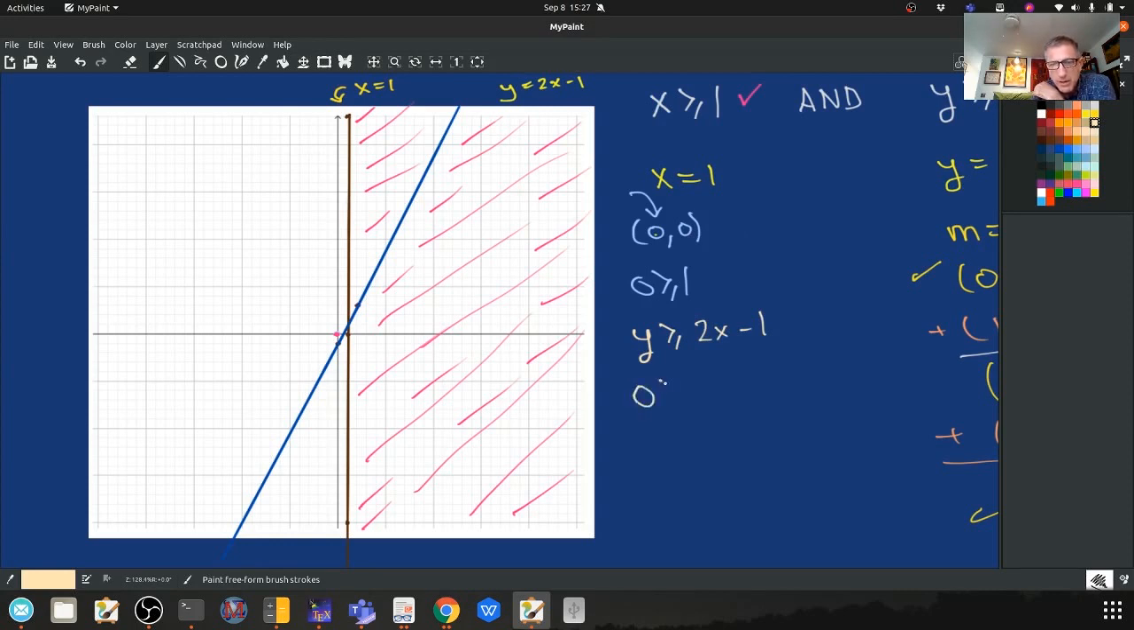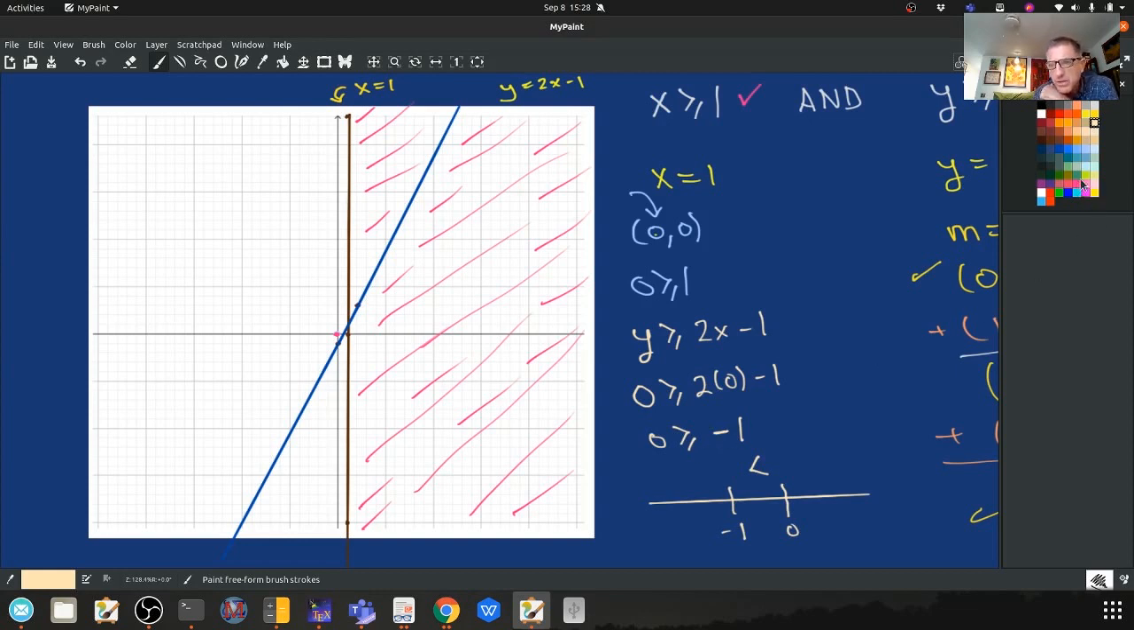So y is 0. Is that greater than or equal to 2 times 0 minus 1? Is 0 greater than or equal to minus 1? It is. Remember our number line, people. Don't forget. Here's my number line. Here is 0. Down here is minus 1. This is the direction of the inequality. Minus 1 is less than 0, which is the same thing as 0 is greater than minus 1.